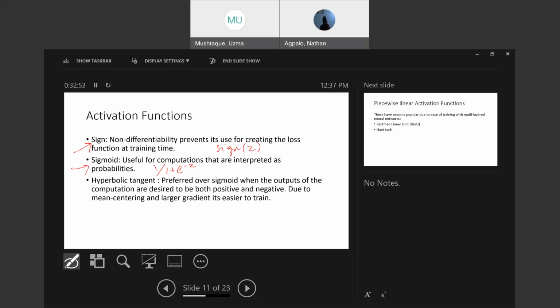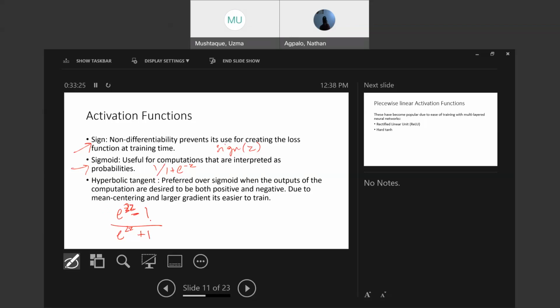And then there is the third one, the tanh activation function, and you'll be using this going forward. The way it is represented is e to the 2z minus 1 over e to the 2z plus 1. You can go and check if I'm wrong, but this is preferred over sigmoid when the outputs of the computation are desired to be both positive and negative.